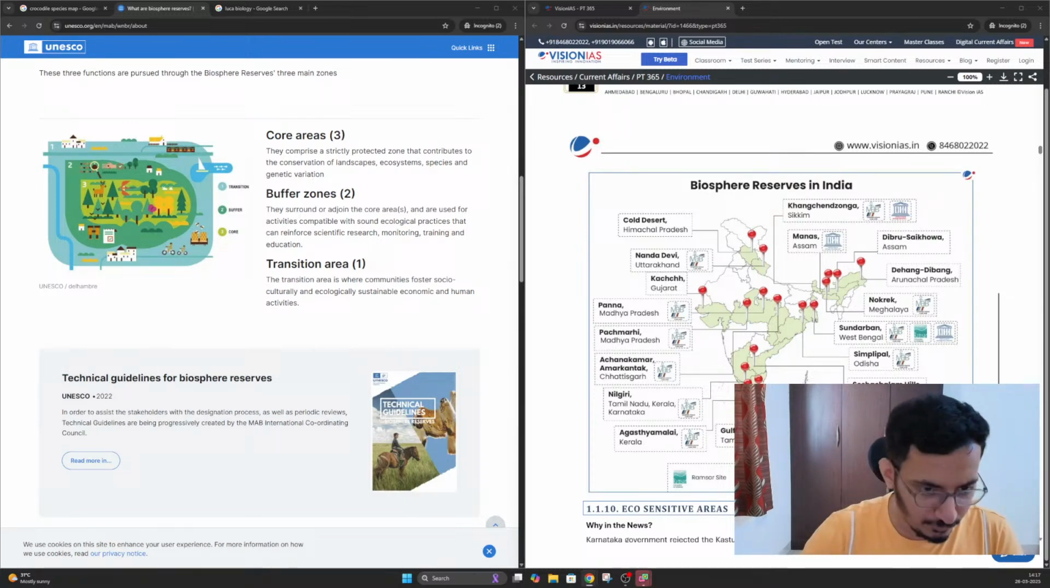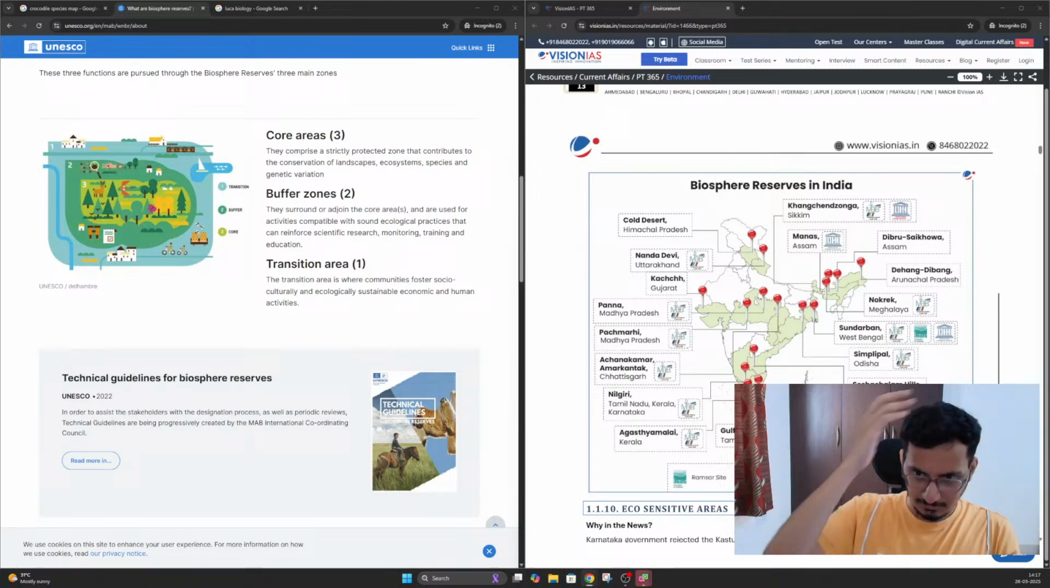So basically, four that I definitely remember are Great Nicobar, Gulf of Mannar, then Agasthyamalai, and Nilgiri. These four you have to remember because these are old and important. There is also Seshachalam, which is not recognized. There is, but one and something I'm missing. Yeah, Amarkantak, Pachmarhi, and Panna. These three are in MP.